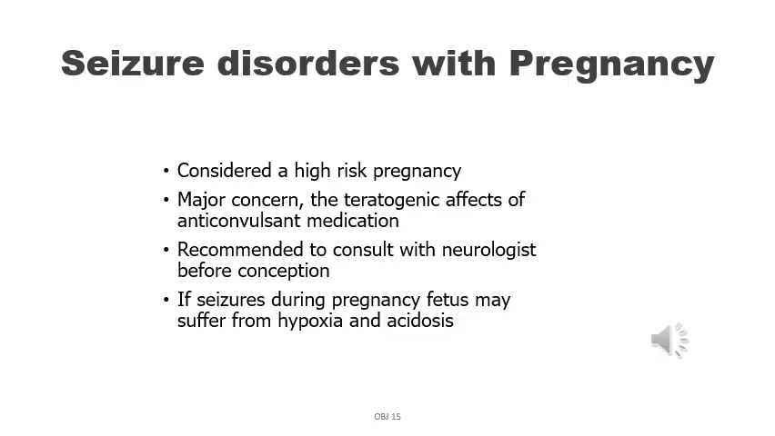On this slide, we'll talk about seizure disorders with a pregnancy. This is considered a high-risk pregnancy. The major concern is the teratogenic effects of the anticonvulsant medication. It's always recommended to consult with a neurologist before conception, and if seizures occur during the pregnancy, the fetus may suffer from hypoxia and acidosis. So again, you have to look at the medication that the woman is on to prevent seizures, whether the effects of that seizure medication are beneficial to keep that woman from having seizures versus the damage it can do to that fetus.